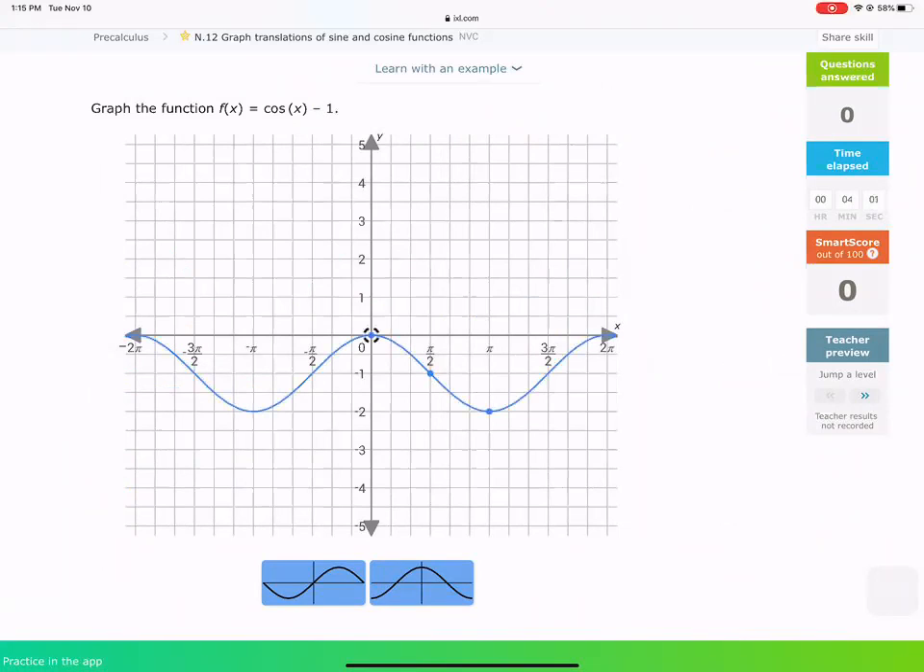My amplitude is up 1, down 1. And my period ends at 2 pi. That's it. So this basic graph actually graphed itself. We just did more work than we needed to. That's fine.